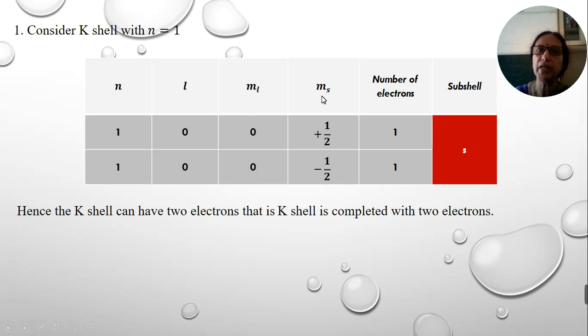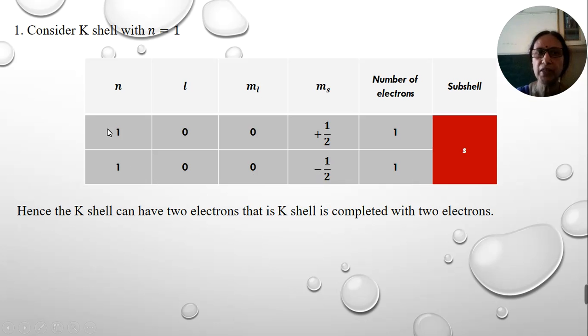ms will always have two values. One is plus half, the other one is minus half. So n is equal to 1, l is equal to 0, ml is equal to 0, ms is equal to plus half. This set of four values constitutes one electron. Similarly, these three may be the same, but this value is different. Thereby, this can be considered as the second electron in the first orbit.